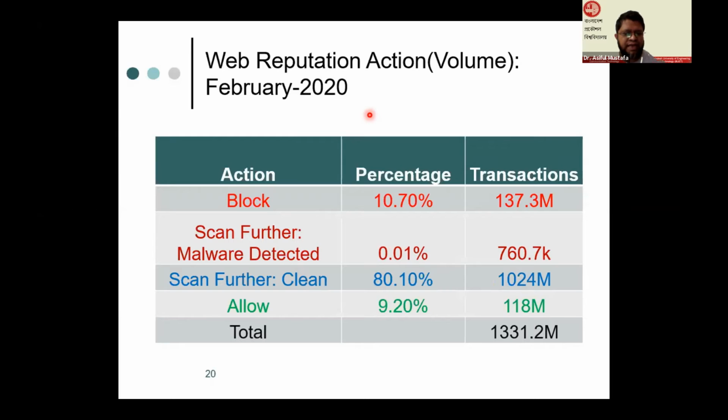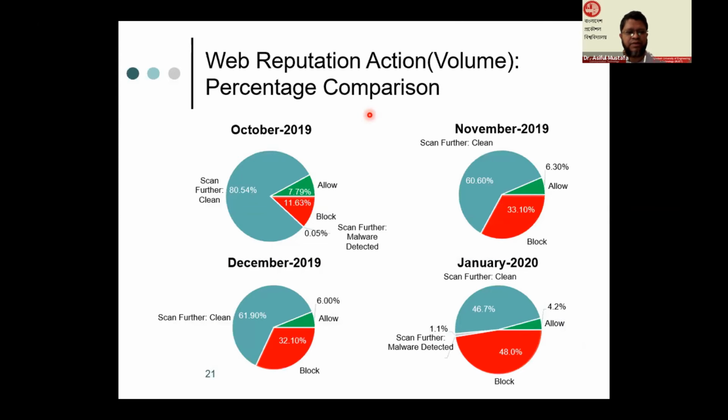Then in February, we again see a downward trend. In this case, we see only 10% of the traffic was blocked and 89% of traffic was allowed. So that means blocking is related to how many attacks are being launched in the system or against the system from outside. So based on the attack scenario, the system can detect and block. That is the observation that we have received from here.